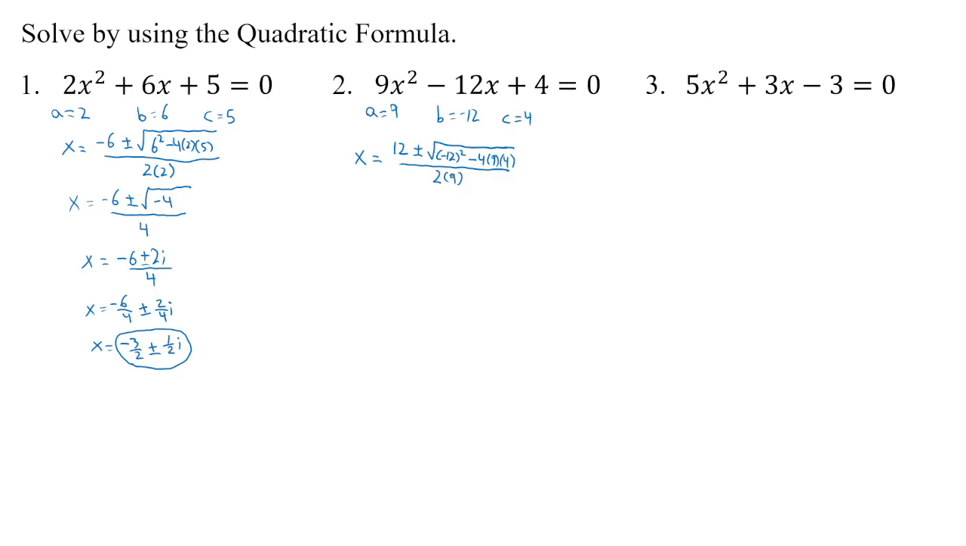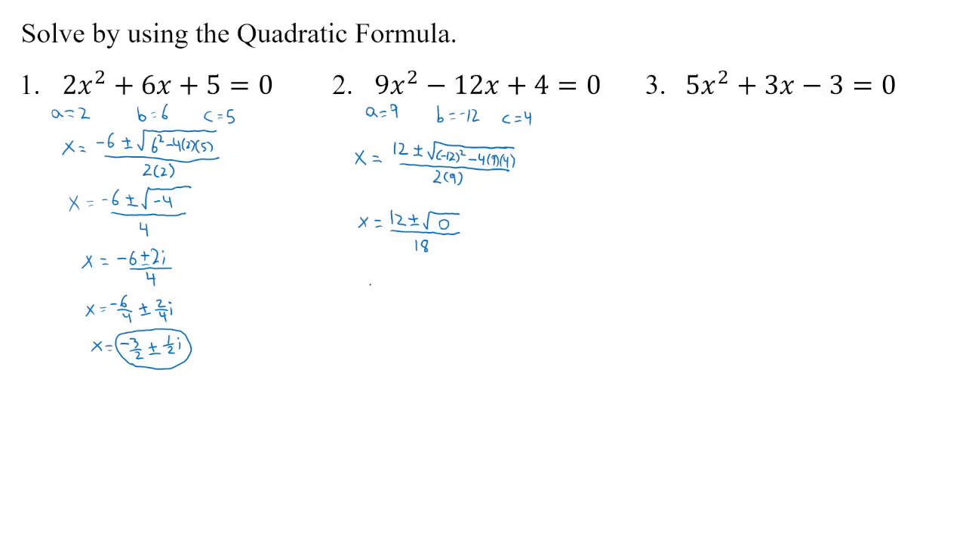So the quadratic formula is used to set it up. Now we're going to work it out. I'm going to go ahead and use my calculator to find out what the discriminant is. Therefore, we have negative 12 squared minus 4 times 9 times 4. Oh, and when you square negative 12, make sure you keep negative 12 in parentheses. And you would get 0, over 2 times 9, which is 18.